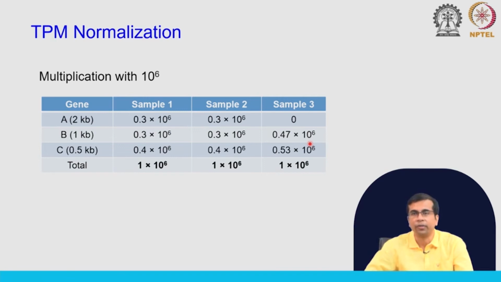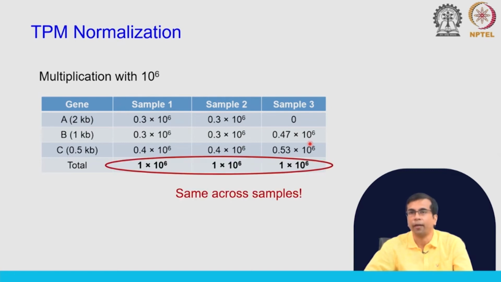But in a real scenario with real data sets where you have millions of reads, these numbers will be very, very small if you just leave them after the division, so 0.00 something. Once we have multiplied with a million, we see this total that is exactly the same for each sample. That is a good thing, because we have normalized for total sequencing depth.